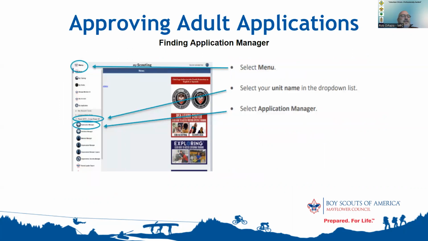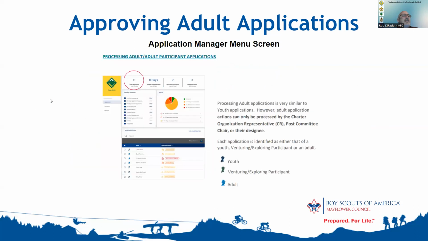It's real easy to find. And once you've done that, it's going to bring you to this screen. And this screen details a lot of information that we want to dissect here. The first thing we want to do is talk about the number of applications that you currently have outstanding.